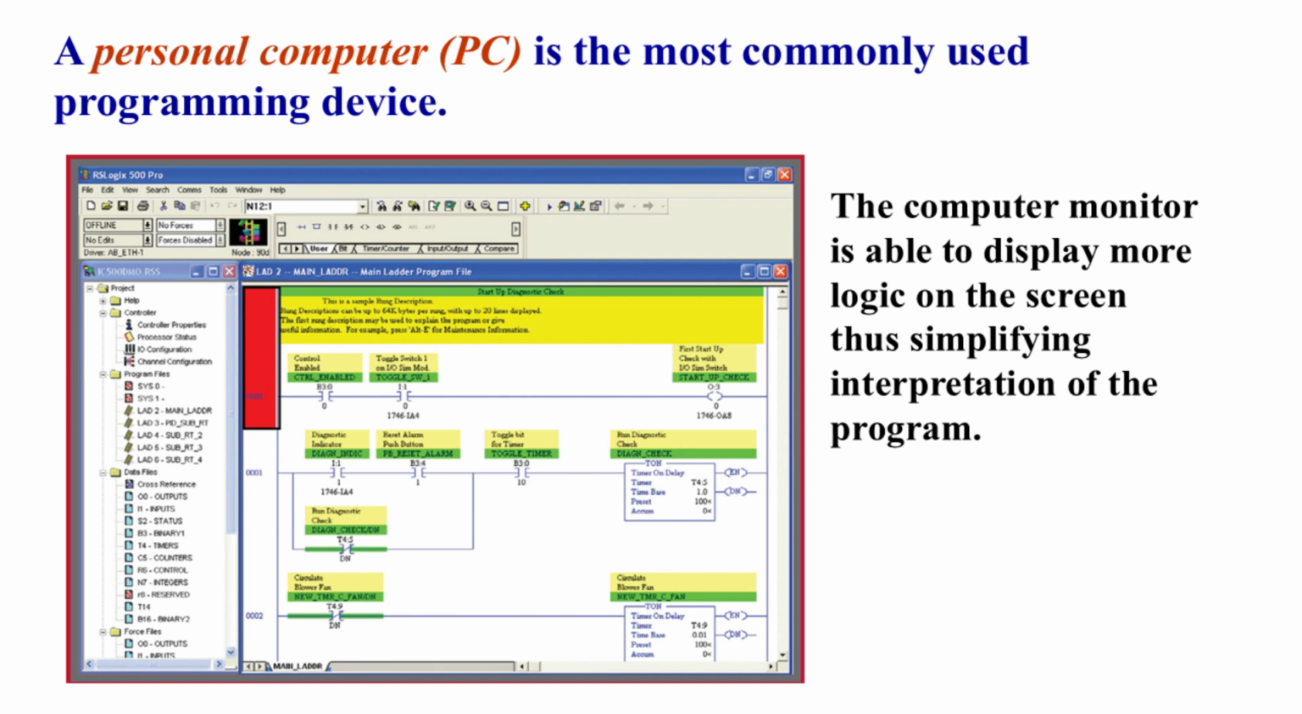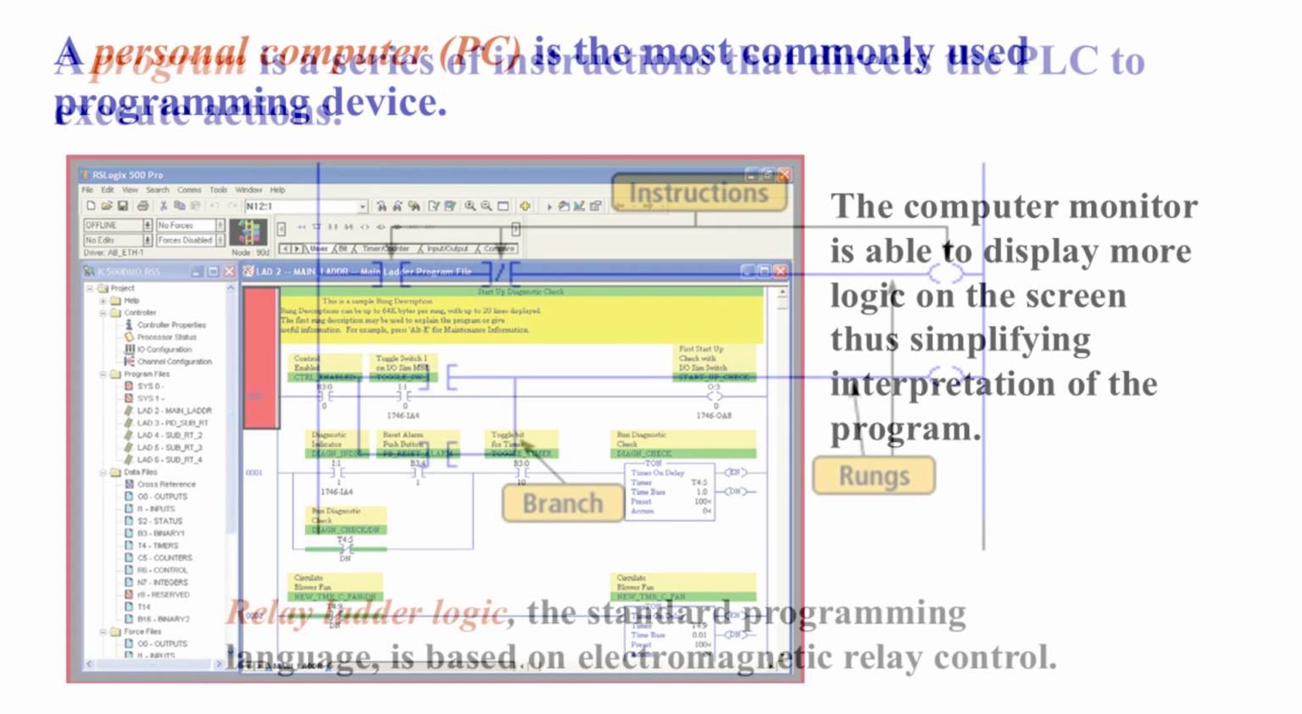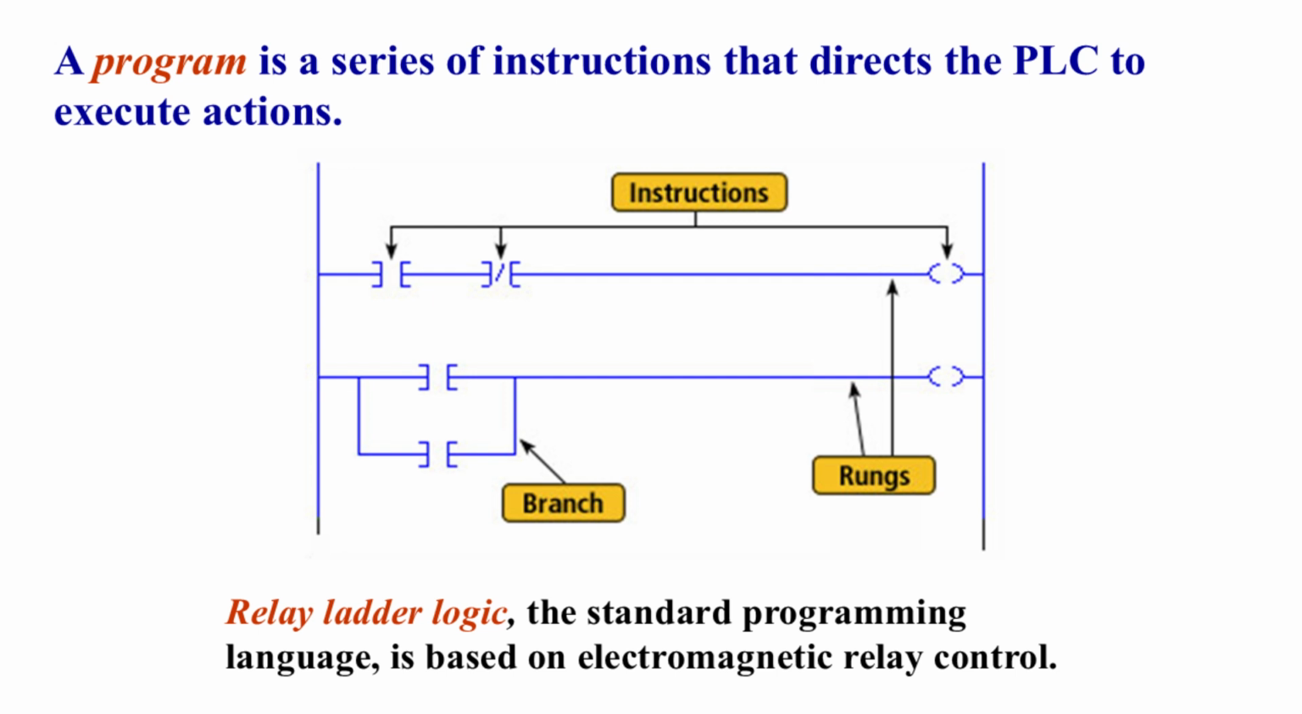Using the PC, the programmer creates a series of instructions called a program. These instructions tell the CPU how to respond to inputs and when to activate outputs. The most common PLC programming language is relay ladder logic. It was designed to resemble traditional relay control circuits, allowing electricians and engineers to easily transition from hardwired systems to programmable controllers. Programs are made up of rungs of logic, arranged like rungs on a ladder and read top to bottom, left to right. Each rung contains instructions, such as contacts, coils, timers, counters, or branches that represent the logic sequence controlling the process.